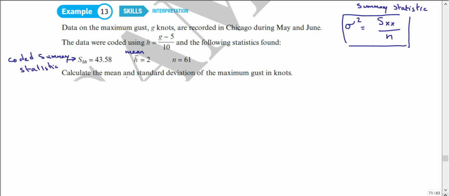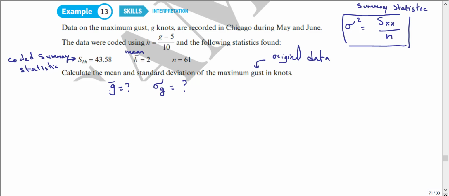They say calculate the mean and the standard deviation of the maximum gust in knots. What they mean here is the original data. What they want is the mean of the original data G, so they want G bar, and the standard deviation sigma G. This is what they are asking for. The problem is that you are given all the values in terms of the coded data.